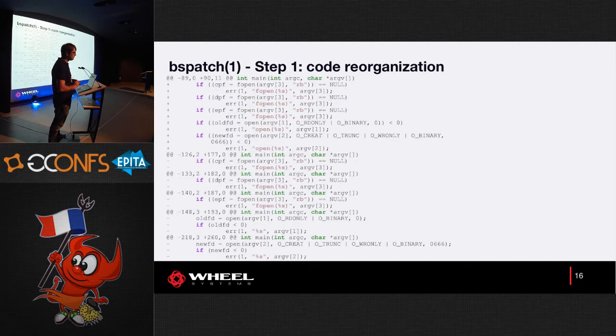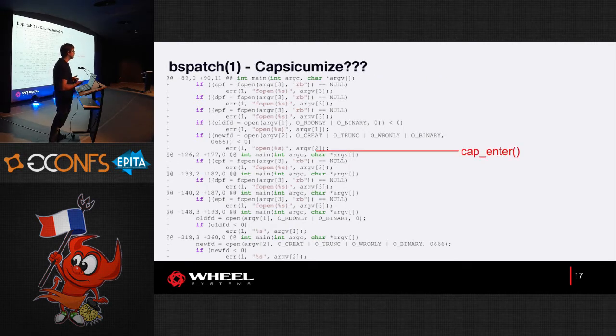So step 1 is to reorganize the code. Like I mentioned before, one of the ways to obtain any privileges in capability mode is to open everything that we need before entering Capsicum itself. So we just reorganize the code and we put all the opens before entering the capability mode. So we just need to call cap_enter after all those opens, and we have already sandboxed bspatch.